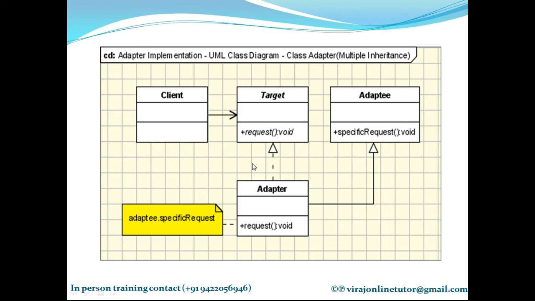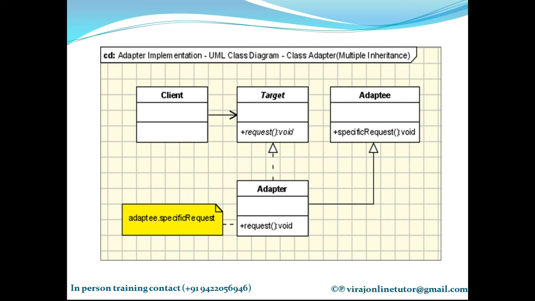Okay. The next is the class adapter which I mentioned. Adapters are of two types, object adapter and class adapter. What is an object adapter? If an adapter contains an adaptee object, then it is called an object adapter. What is a class adapter? If the adapter inherits from the adaptee class, then you say that this adapter is a class adapter.